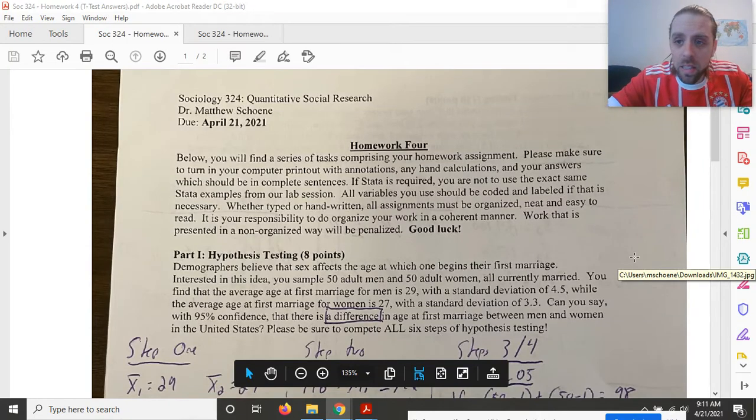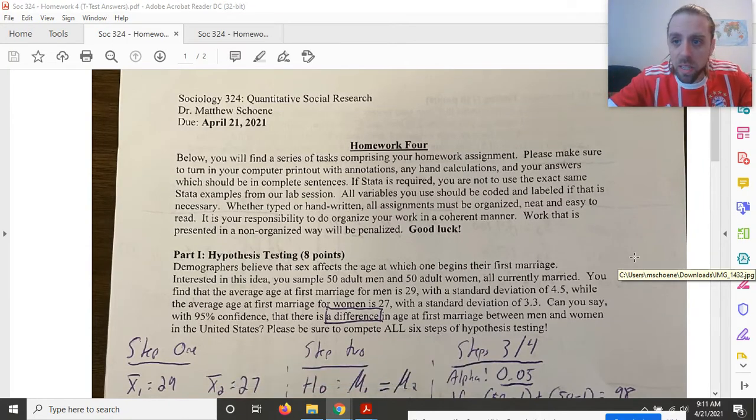Morning class. It's homework review 4. I'll be efficient with this because I know that this is a very busy week for many people. So let's get to our homework.